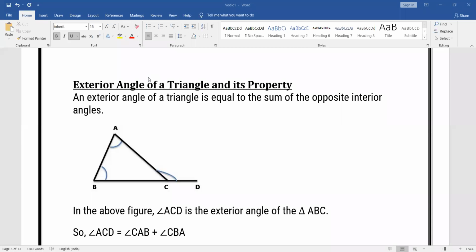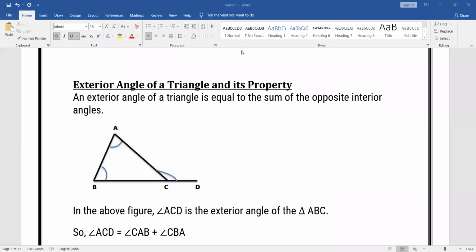Yes, so today we will discuss the exterior angle property for a triangle. So what is the exterior angle property? For any triangle, the exterior angle is equal to the sum of the opposite two interior angles. Just see the diagram that is given to you all.